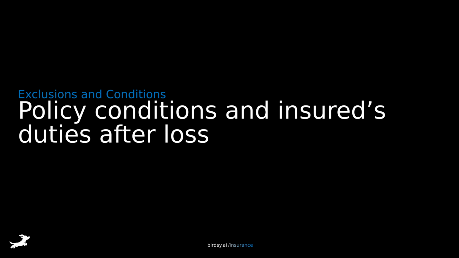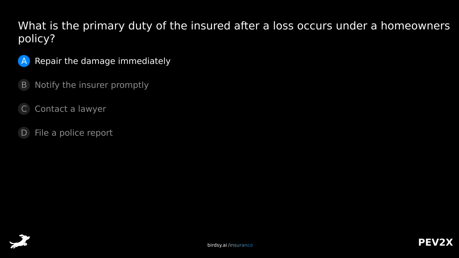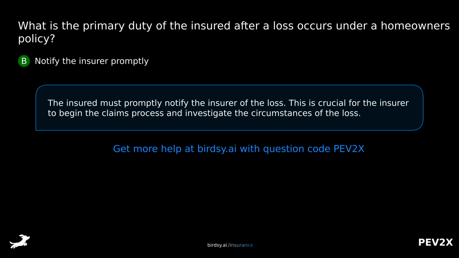Policy conditions and insured's duties after loss. What is the primary duty of the insured after a loss occurs under a homeowner's policy? Is it A, repair the damage immediately, B, notify the insurer promptly, C, contact a lawyer, or D, file a police report? The answer is B, notify the insurer promptly. The insured must promptly notify the insurer of the loss. This is crucial for the insurer to begin the claims process and investigate the circumstances of the loss.